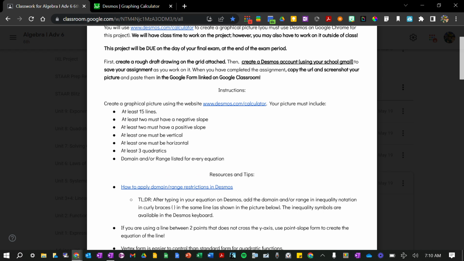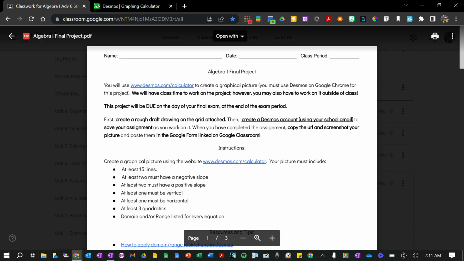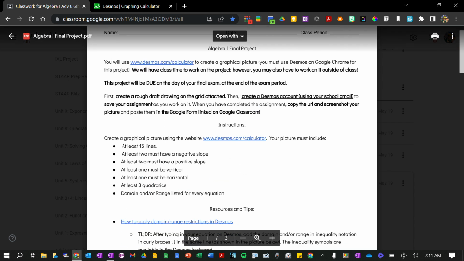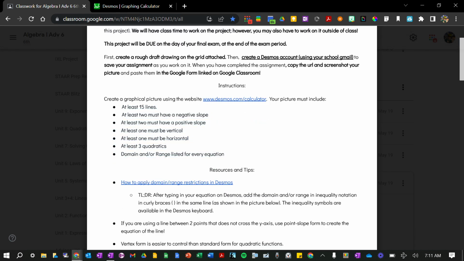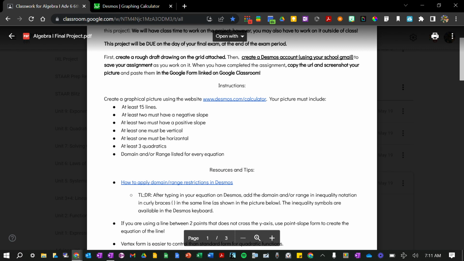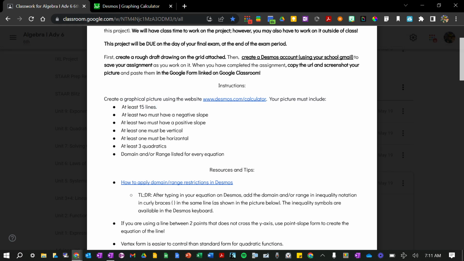So you are graphing a picture in Desmos. These are your criteria right here. I'm gonna be really strict on having at least 15 lines. A good project would have, I would say, at least 50 to be honest, but 15 is what I'm gonna require. These requirements I'll be a little bit less strict on, just so you guys know.